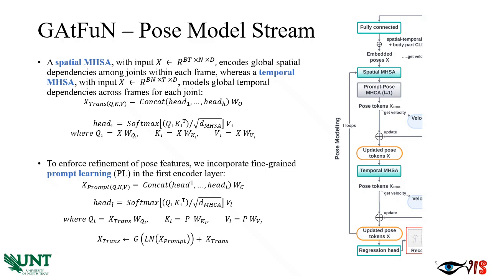To further refine pose features, we introduce fine-grained prompt learning in the first encoder layer only. In this step, the transformed pose feature X acts as queries, while a learnable prompt matrix P provides keys and values. And finally, the prompt-refined features are normalized, gated, and added back through a residual connection. This ensures that prompt learning refines the pose representation without overriding the original spatial temporal structure.